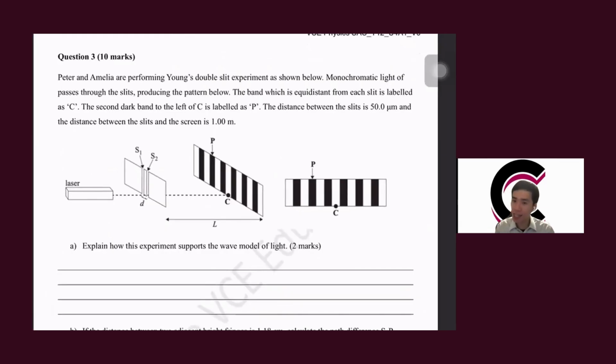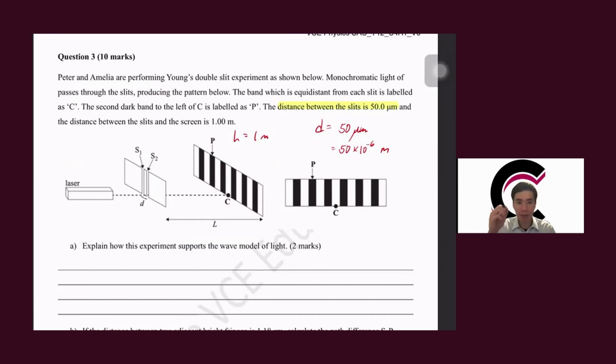Question 3. Classic setup. Performing Young's double-slit experiment as shown below. Let me check. The distance between the slits is given, so I'll hunt for these keywords, between the slits. That's D. It's 50 micrometers. I would change the unit straight away before I forget. The distance between the slit and the screen is 1 meter. Love it. L is 1 meter. Fabulous, easy units and easy values.